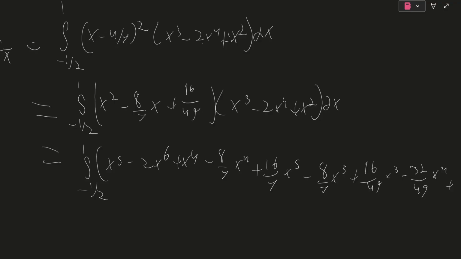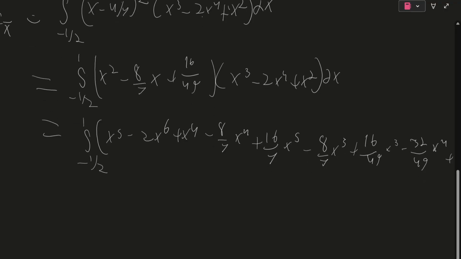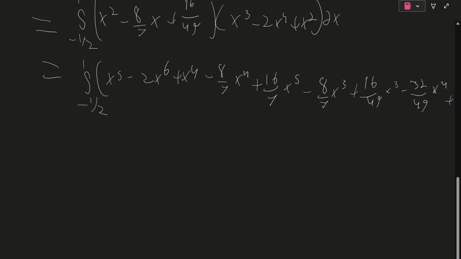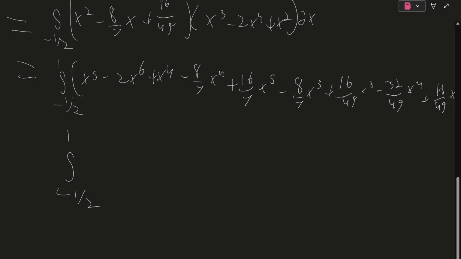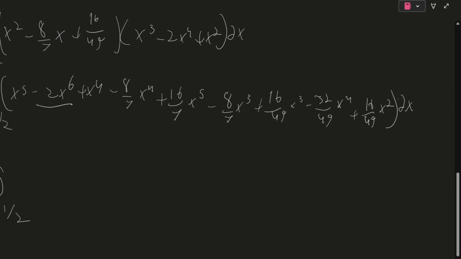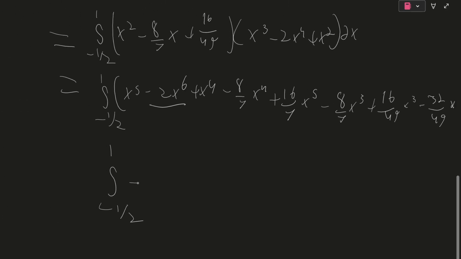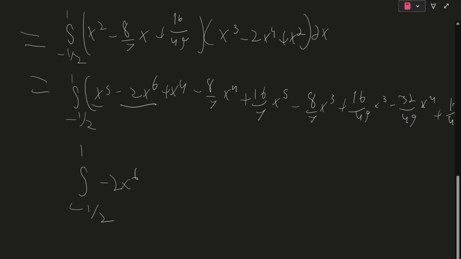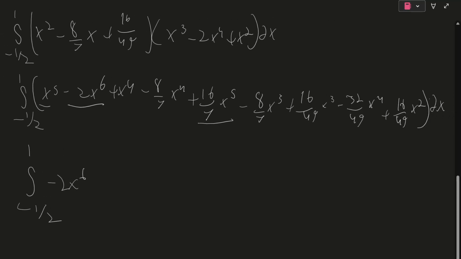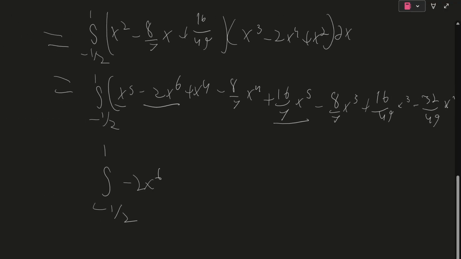Alrighty. And now we can start combining the like terms. So we have from 1 to -1/2. And we'll start with our x to the 6th term. So we have negative 2x to the 6th. That is all our x to the 6th term. X to the 5th terms, we have a positive x to the 5th. We have a positive 16 over 7x to the 5th. And that will be it for x to the 5th term. So we have 23 over 7x to the 5th.